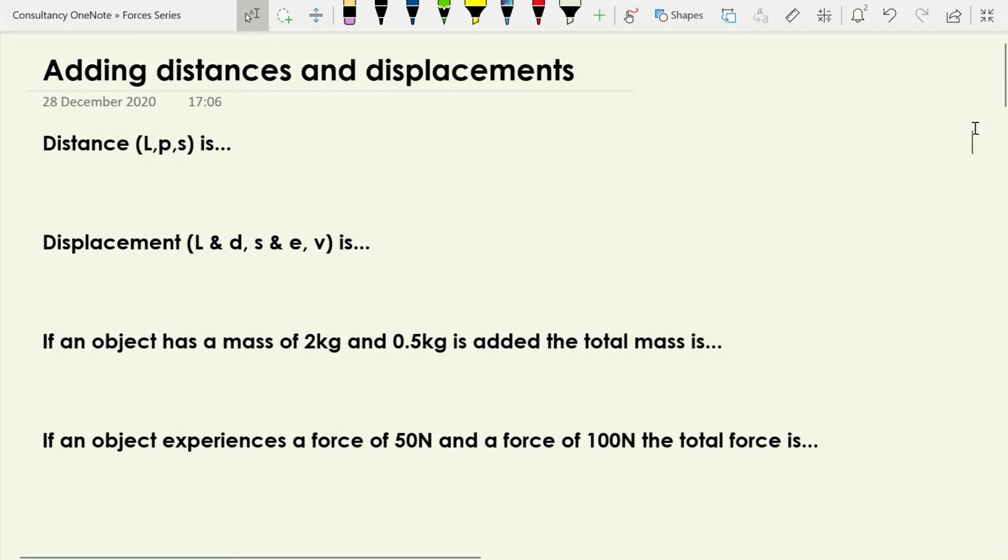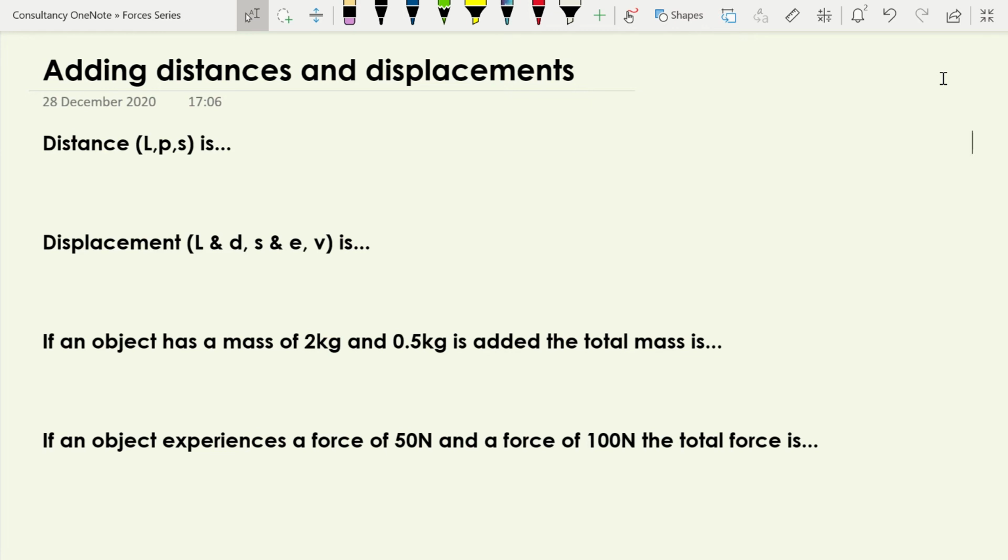So in this video we're going to follow on from my previous one, and we're going to look specifically at adding distances and also adding displacement so we can see how those two things are different to each other. So let's start off by recapping where we left off at the end of last time, looking at what distance is and what displacement is.